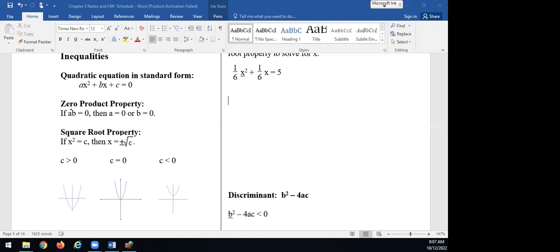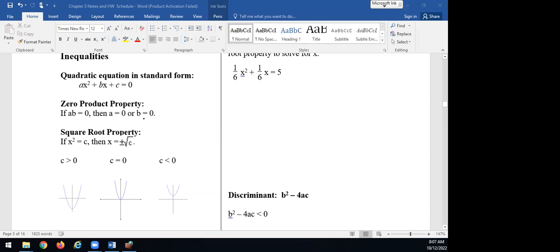Now, all it is saying is that if you have a times b equal to 0, meaning the product of two numbers is 0, what are the possibilities for a and b? If you multiply two numbers and you get 0, what does that mean? One of them, right, must be 0. So a could be 0 or b could be 0.